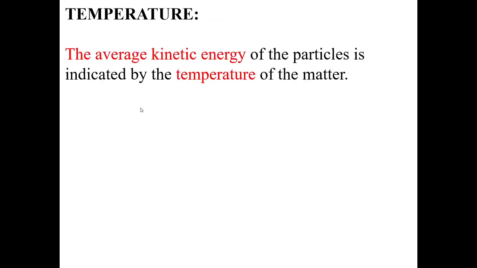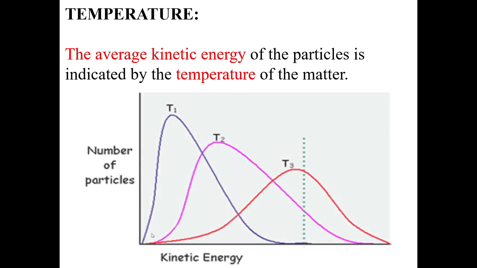All right, temperature. So the average kinetic energy of the particles is indicated by the temperature of the matter. So that last graph we had, if we increase the temperature, you'll see that the average will increase as well. You'll still have some of those slower particles, but you'll have more faster ones to bring the average up as well.